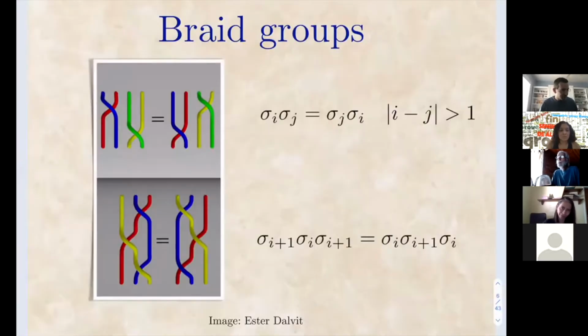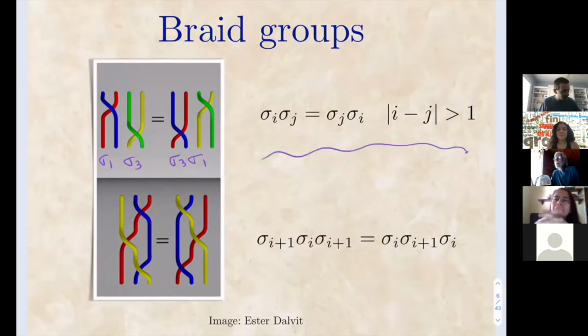Good. So those are the generators for the braid group, sigma 1 through sigma n minus 1. And the relations here, these are the defining relations for the braid group. So if I have, let's say this is sigma 1 and sigma 3, that's the same as sigma 3, sigma 1, right? Because as braids, you can deform one to the other. Okay, so that's a relation in the group, and those are called the disjointness relations.